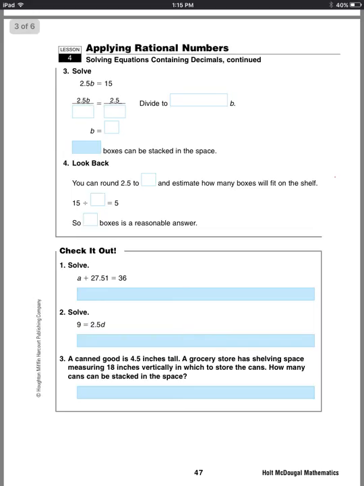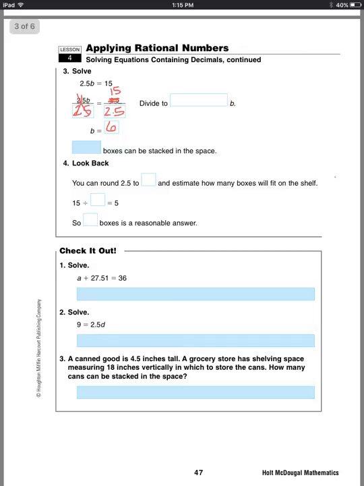So, there is a coefficient with a variable which shows multiplication. To undo multiplication, we divide by the coefficient. So we're going to divide by 2.5. These cancel, and we bring our b straight down. They messed up on this. This should be 15 right here. Okay. And when we divide 15 by 2.5, we get 6.